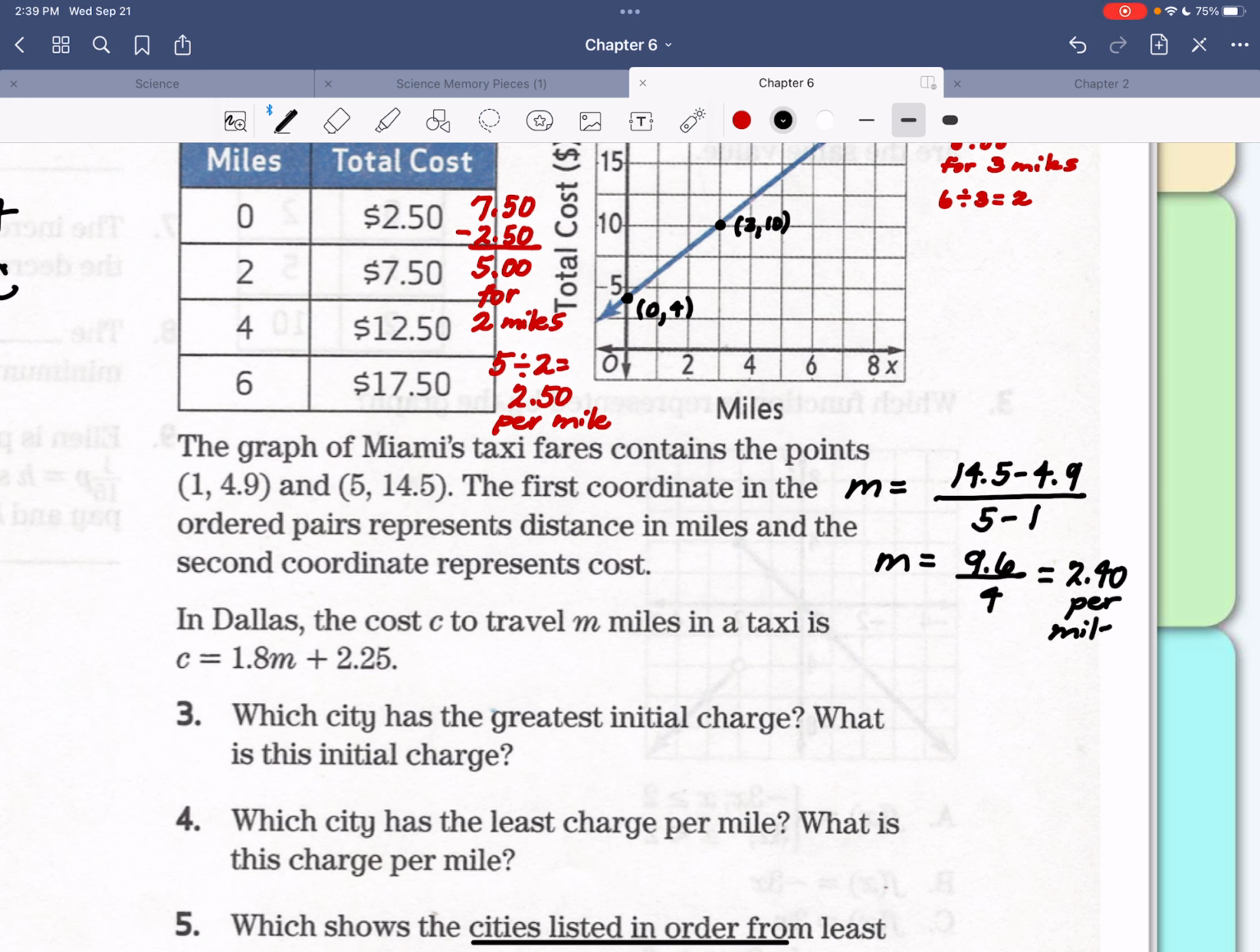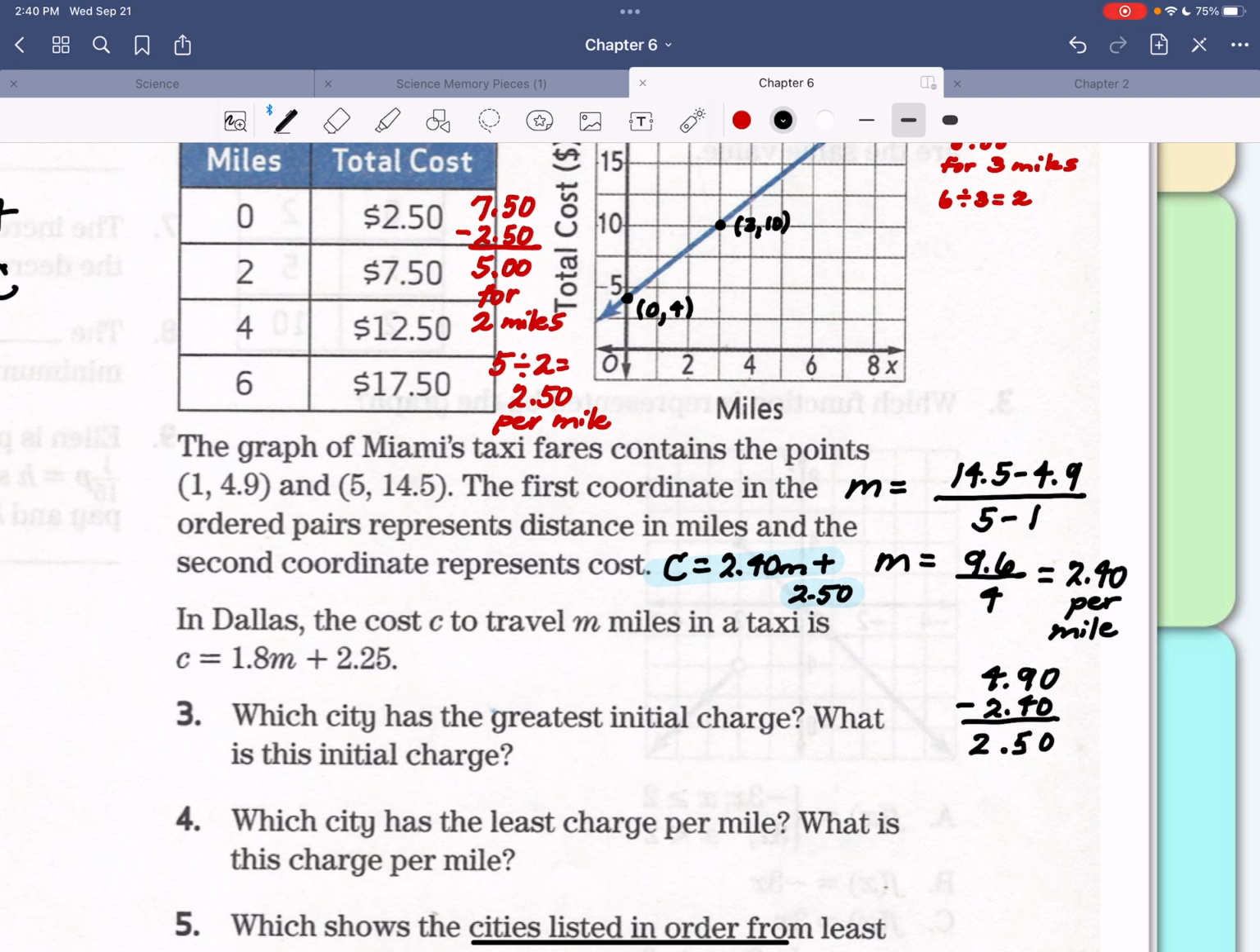But it tells us that 1 mile is $4.90. That's because we have to take out that fee of $2.40 for the first mile. That means that it costs $2.50 just to get in the taxi. So Miami is going to be the cost equals $2.40 a mile plus the fee of $2.50. That one messed with me just a little bit.